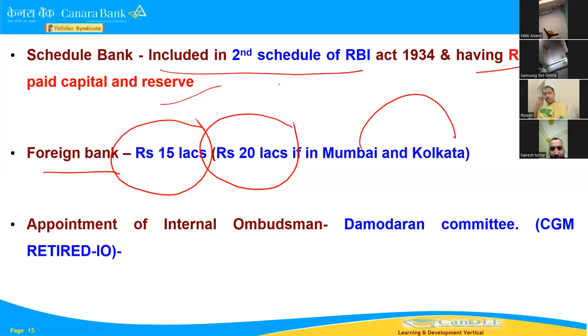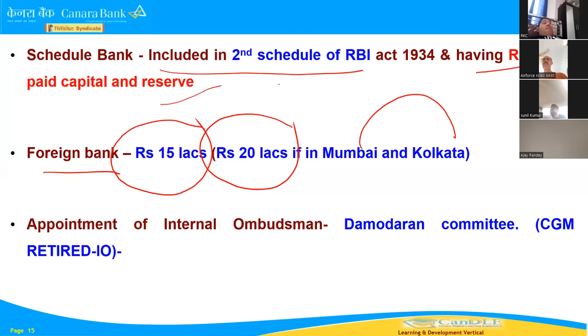That's all. Appointing of ombudsman. We will discuss ombudsman at a later stage. The ombudsman scheme, when it was launched, was recommended by the Damodaran committee. The Damodaran committee recommended internal ombudsman. Internal ombudsman, how did it come?